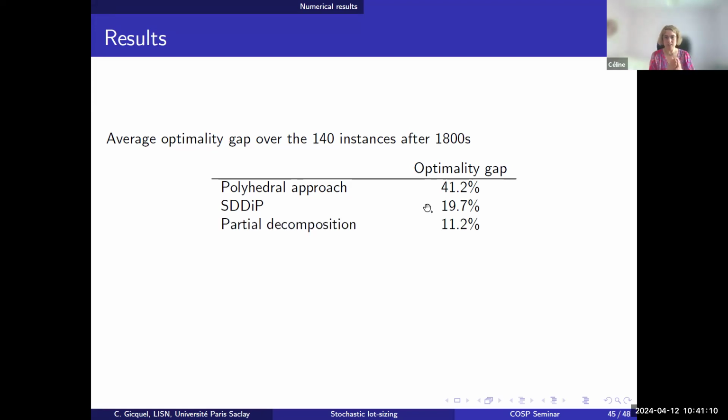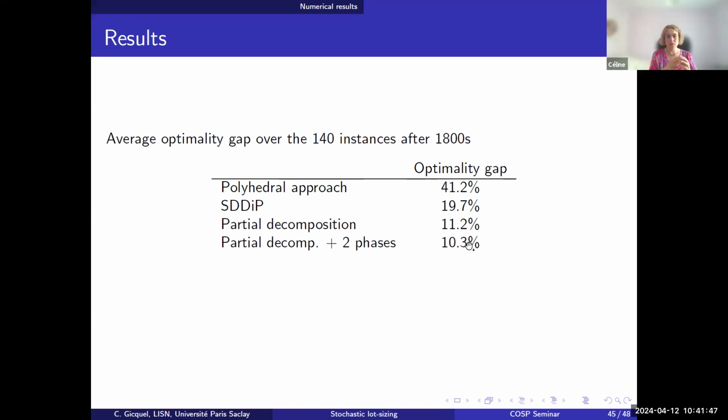Then if we add the first ingredient, that is the partial decomposition instead of the full decomposition, we can reduce this optimality gap on average up to 11%. And these results are obtained without using any valid inequalities, not even to speed up the resolution of the subproblem. That is just allowing the production planning decisions to be made, having a better visibility of the demand to be satisfied, and reducing the number of expected cost-to-go functions. In this case, it gave us quite a nice improvement.